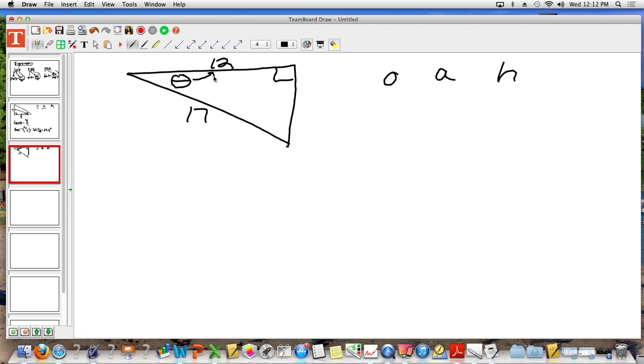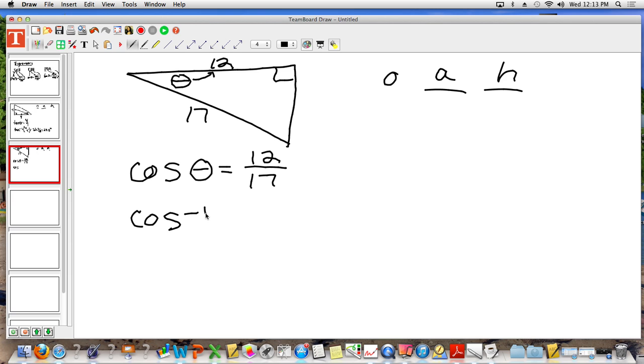All right, so 12 is adjacent, so I'm going to underline the A. What about the 17? It is the hypotenuse. So we have the A and the H. What trig ratio is A and H? Cosine. So we do the cosine of theta is equal to adjacent, 12, over the hypotenuse, 17. So what do you type into your calculator if you are trying to find the measure of an unknown angle? Second cosine. Then you type the ratio in.